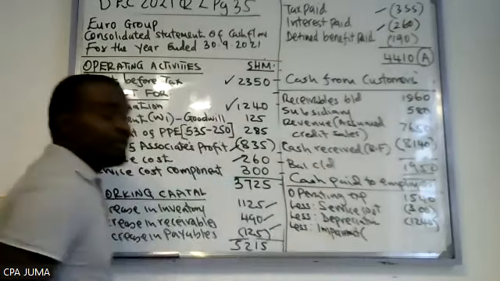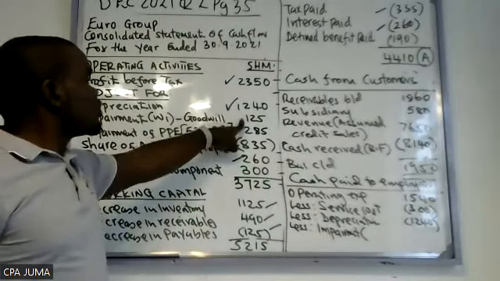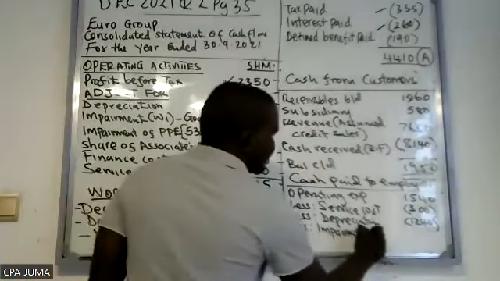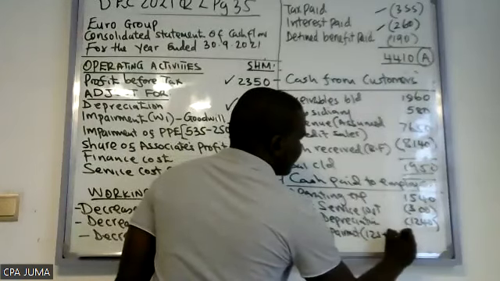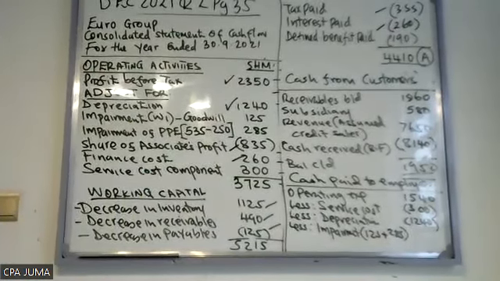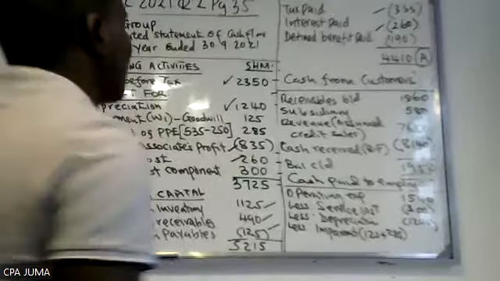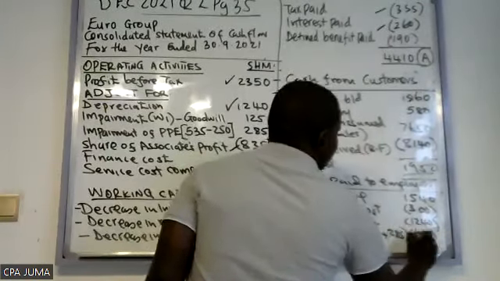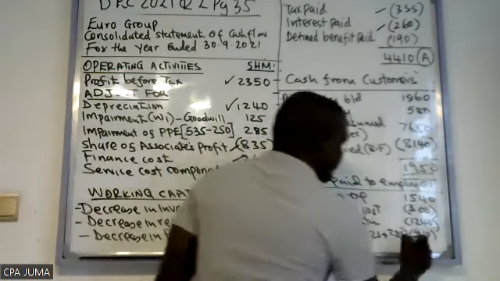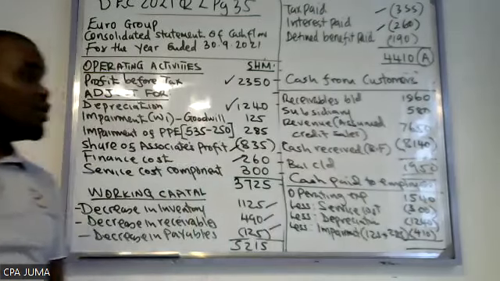In fact, to save on time, the two impairments, this one, the 125 and the 285, these two. So 125 and 285. How much is that? Let me start with it here. How much? For 10. That for 10, I will subtract. I don't see anything else. Can you give me this correct figure? That is the cash paid to employees.